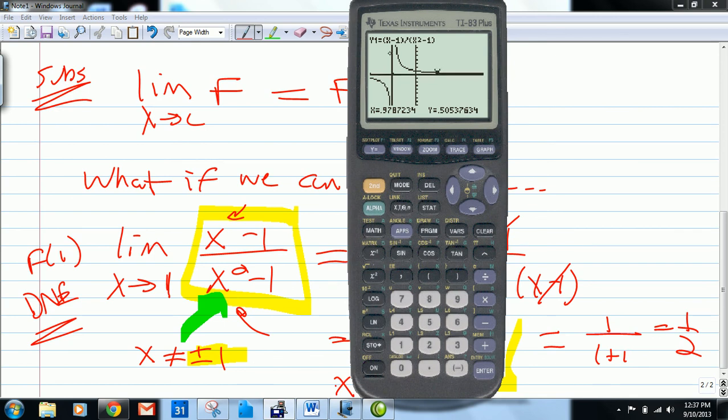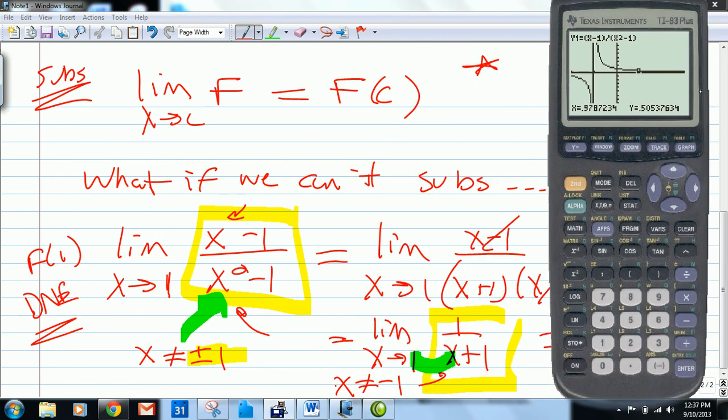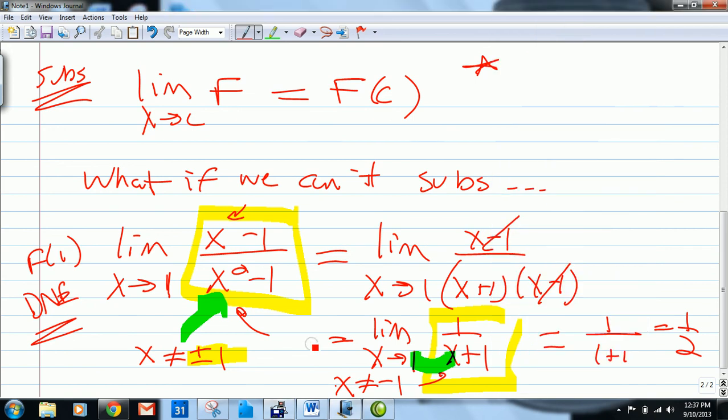And this is a vertical asymptote. For some reason it's connecting it, because I think it's in connected mode. No, it's not. I'm not sure why it's connecting that. But regardless, here's x around 1. Right? And it looks like from the left of 1, we're heading towards 1/2. And from the right of 1, we're heading towards 1/2. Okay, so the graph justifies our analytic work over here.